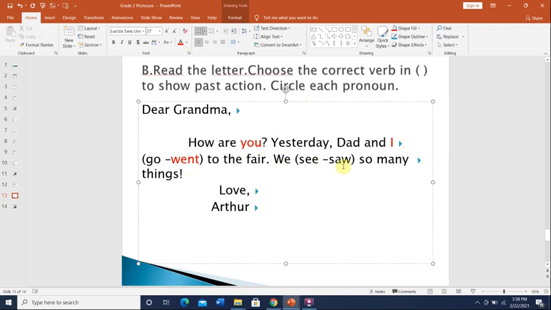We see or saw so many things. Love, Arthur. Okay, let's choose the verb first. Which one is in the past? See or saw? Of course, saw is the past of see, and we will circle we. Circle we because we is a pronoun. Okay, and that was it for today.